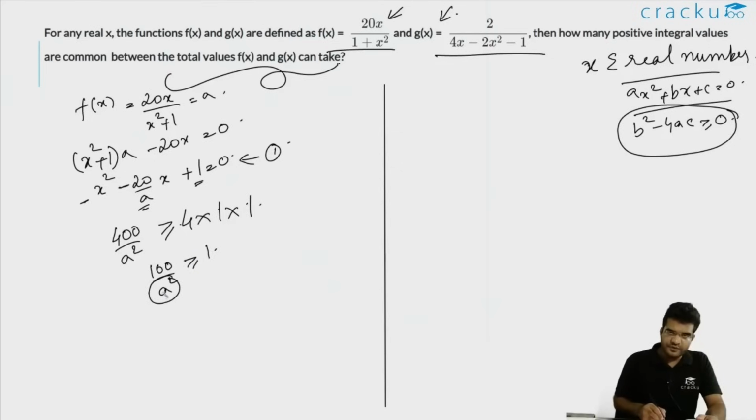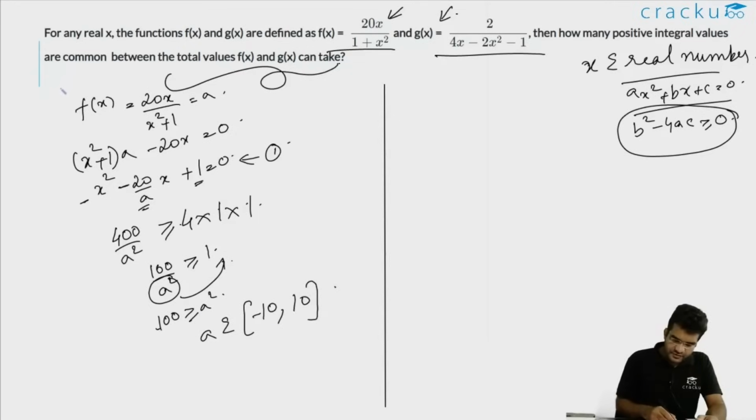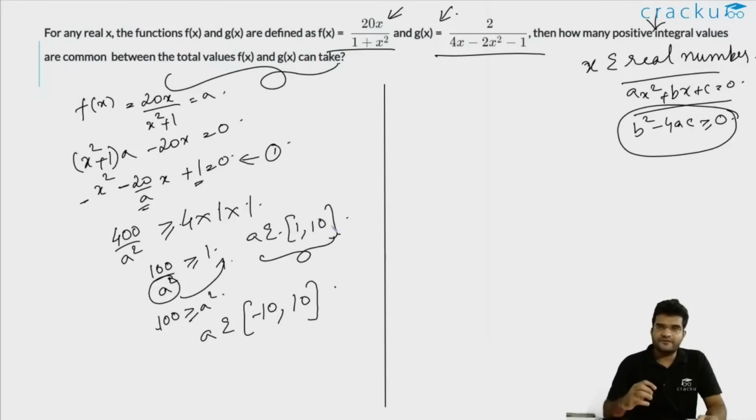Because a square will be positive, we can multiply both sides with a square. So 100 has to be greater than or equal to a square, or a must lie between minus 10 and plus 10. So the number of positive integral values that a can take in f of x is 1 to 10. This is the set of positive integral numbers which are part of the range of f of x. Now we will calculate the same thing for g of x and then take the common intersection out.